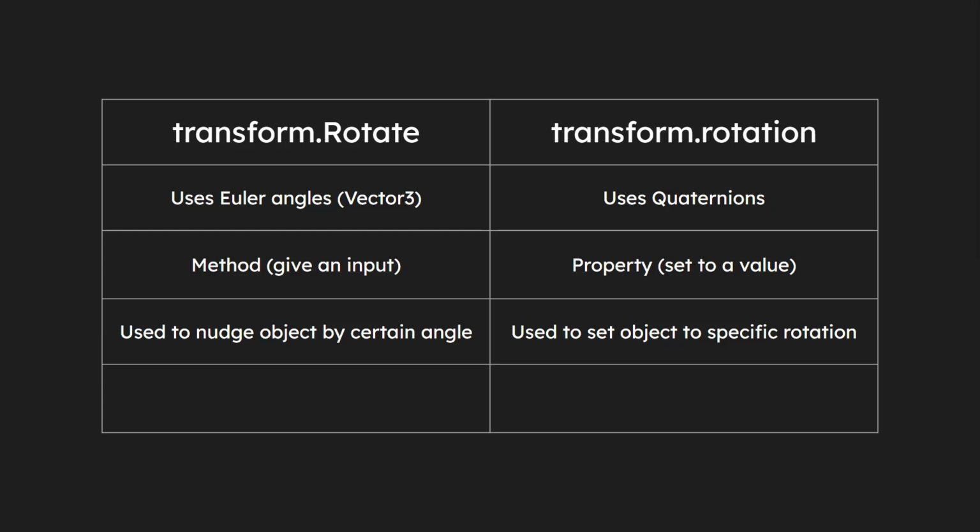So in the example I just showed, both rotate and rotation were doing the exact same thing, but typically rotate is used to nudge an object by a certain angle, which is what we were doing with that spinning yellow cube. We were just nudging it around the y-axis by 0.5 degrees every frame. But transform.rotation is usually not used that way. It's actually used to set an object to a specific rotation. So let's see what I mean by that.